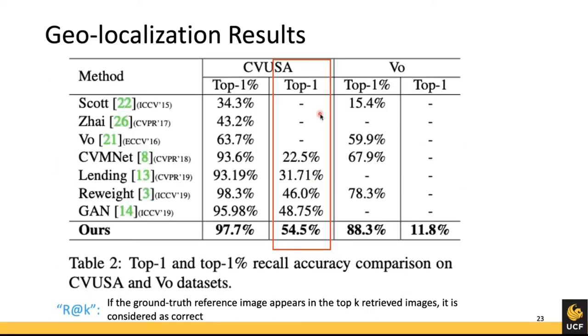We did experiments on two benchmark datasets: one is CVUSA, the other is the VO dataset. Look at the top one recall accuracy. Recall at K means that if the ground truth reference image appears in the top K retrieved images, it is considered correct. So top one means we only retrieve one image, and it should be the ground truth image for the retrieval to be considered correct. Our method outperforms other existing methods considerably. Compared to this paper, we achieve almost 6% improvement. Note that all these methods do not assume orientation alignment information, so this is a fair comparison.